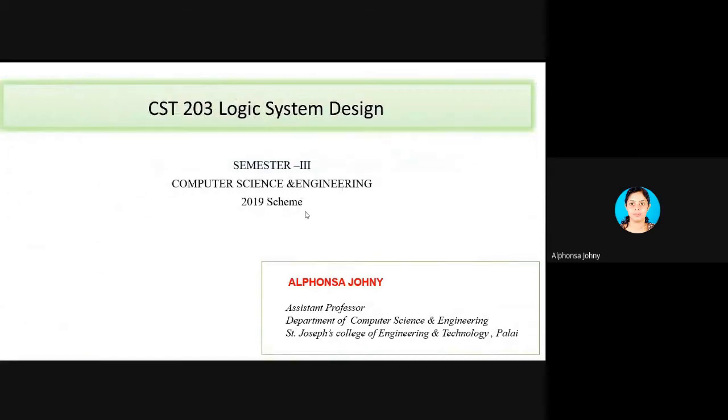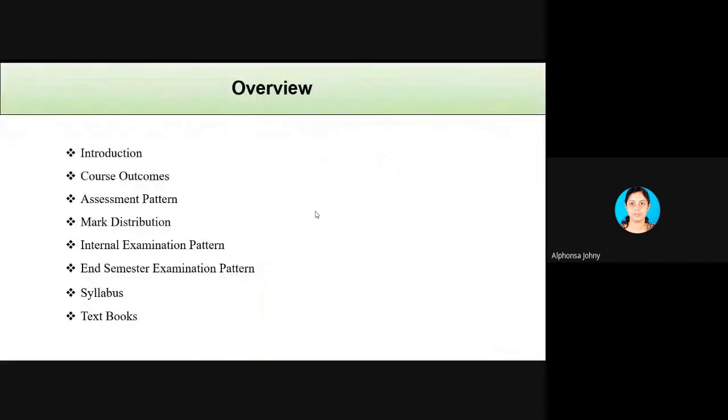Dear students, this video is about the subject CST 203 Logic System Design. It is introduced for semester 3 Computer Science and Engineering students of APJ Abdul Kalam Kerala Technological University under the latest 2019 scheme. In this video, I will explain about the course outcome, assessment pattern for both internal and end semester examination, the mark distribution, the syllabus, and also the textbooks we can refer.